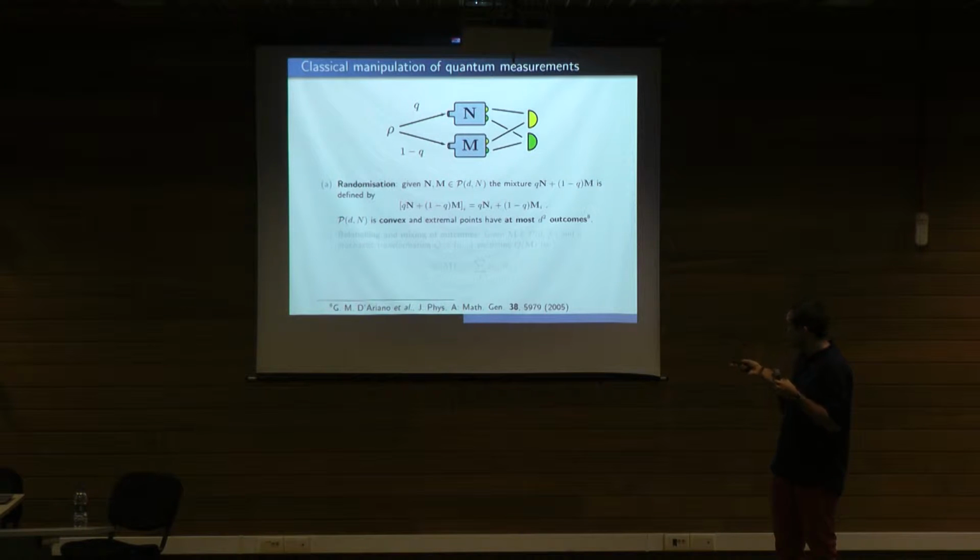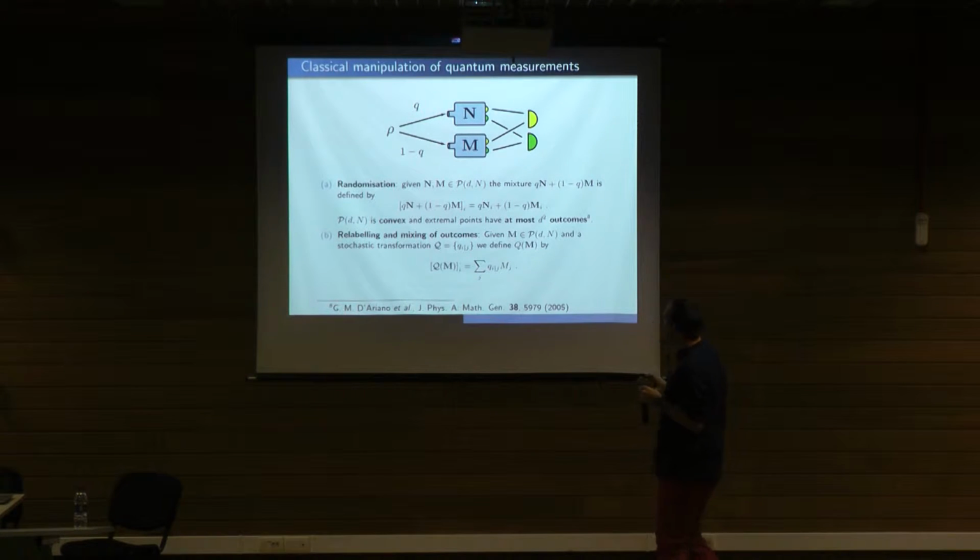1 minus q another one, and then the corresponding effect of a measurement is given by this formula. It gives us the structure of a convex set in the set of measurements, and importantly, extremal points in the set have at most d-squared outcomes.